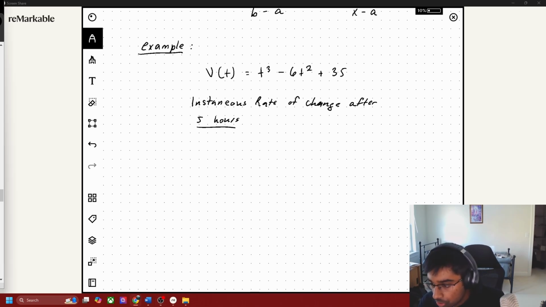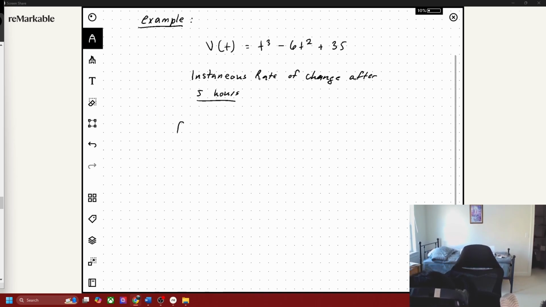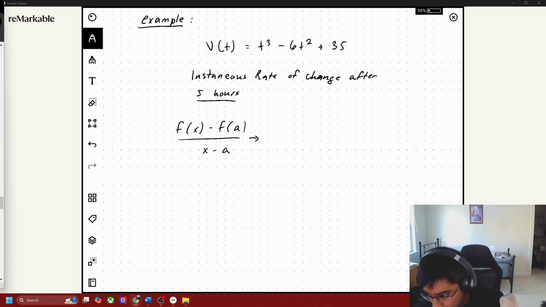So how you can go about doing this, as usual, is the same process as we did before. It's just under a different name. It's the same process, different name. I can't figure out how to make that rhyme, sorry. So your average rate of change function is just, as you remember, f of x minus f of a over x minus a, correct? So you can just plug in your f of x, or in this case, V of t, so that's 3t cubed minus 6t squared plus 35.